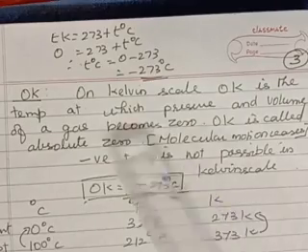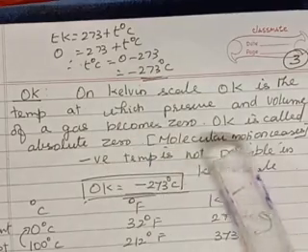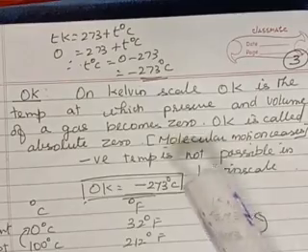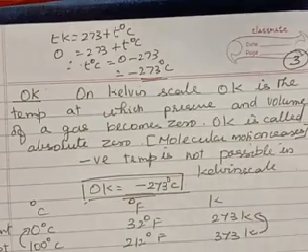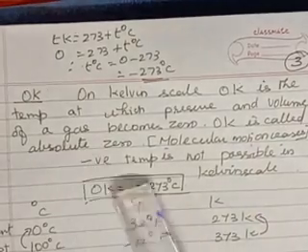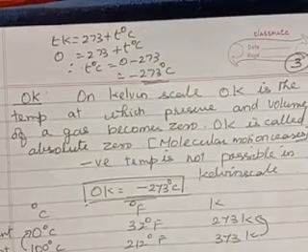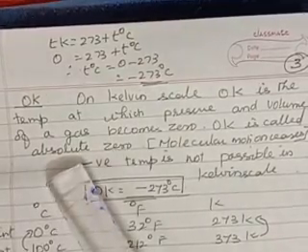So, what happens in turn? It affects the molecular motion. So, the molecules also will be affected. Therefore, the molecular motion ceases. So, negative temperature is not possible on the Kelvin scale. So, this is called absolute zero.